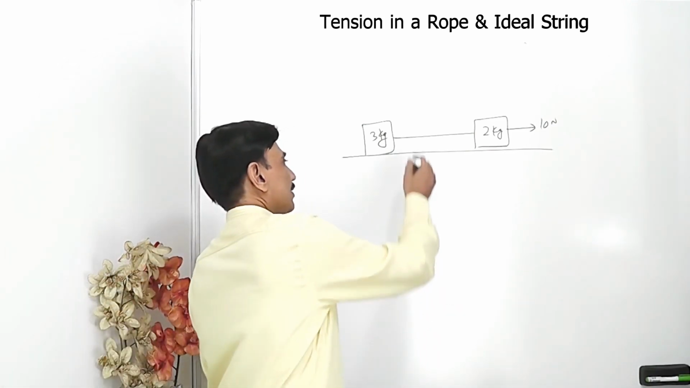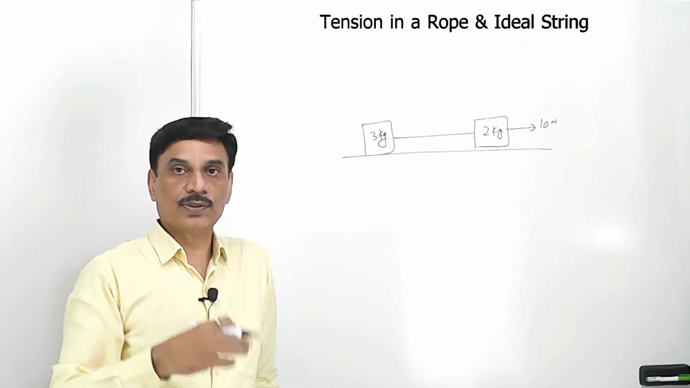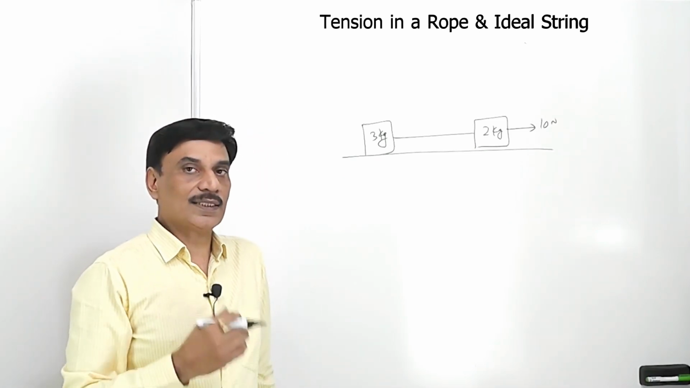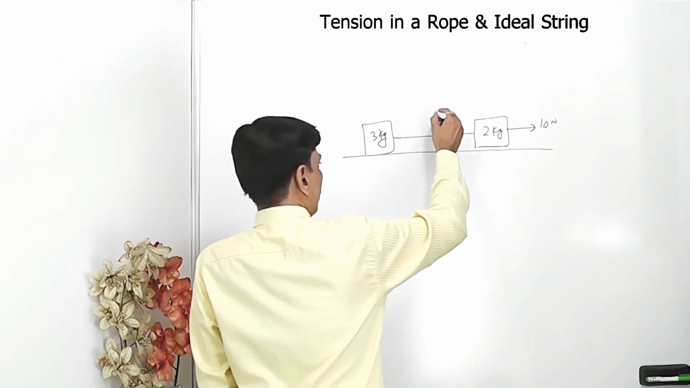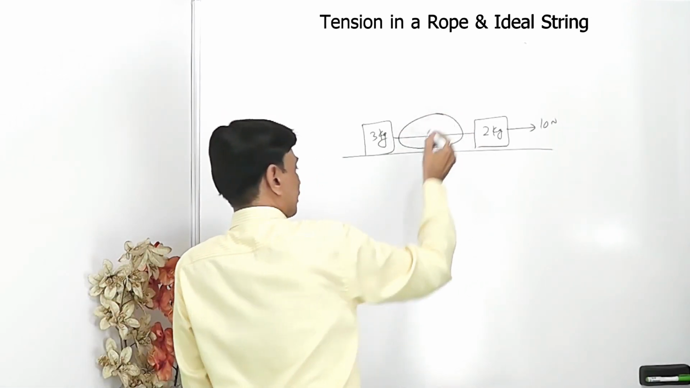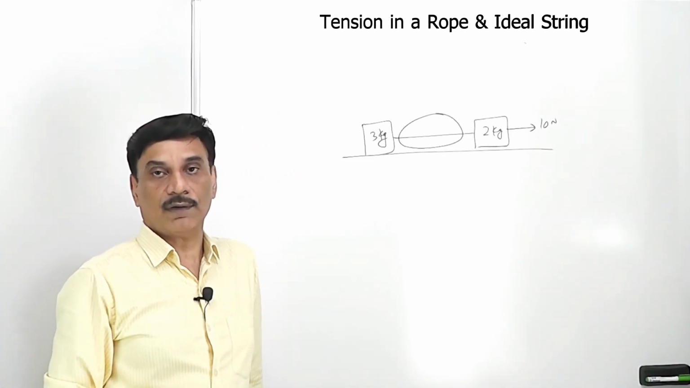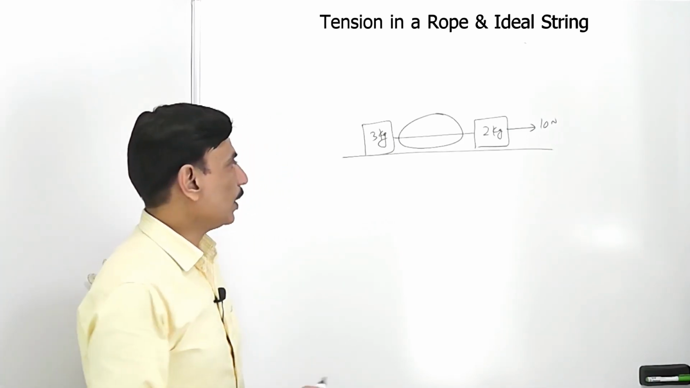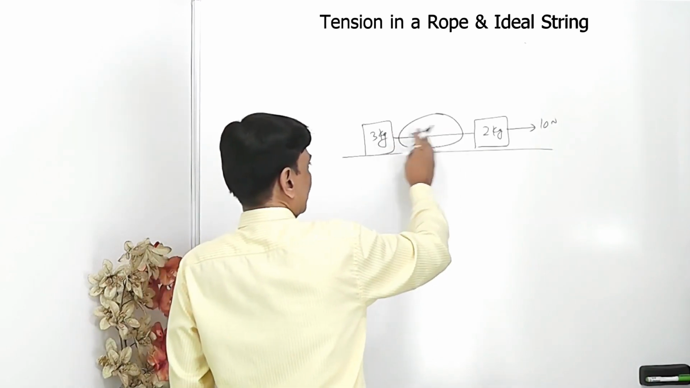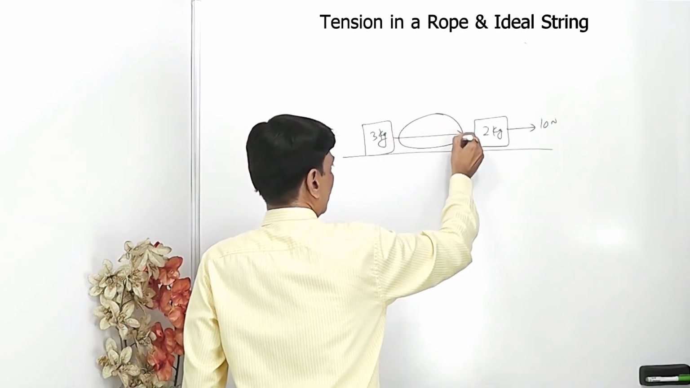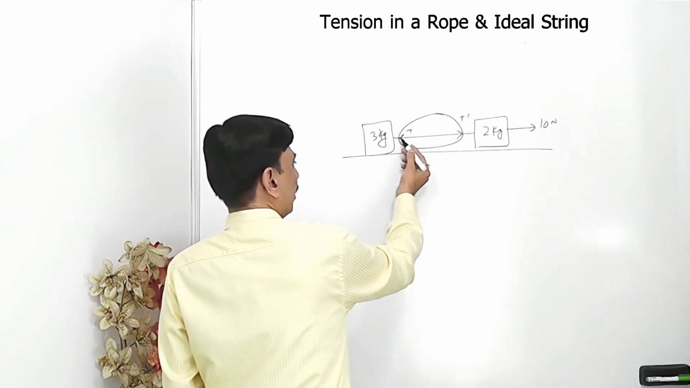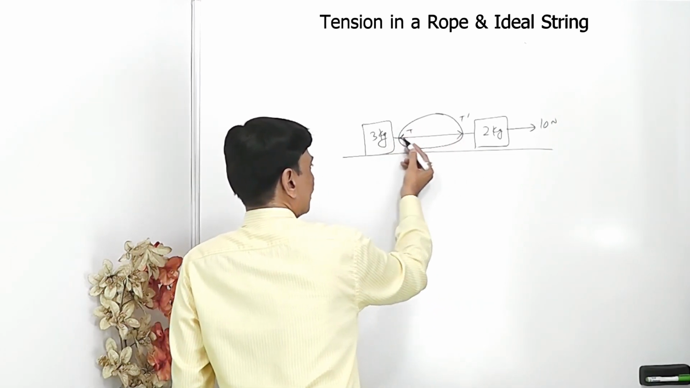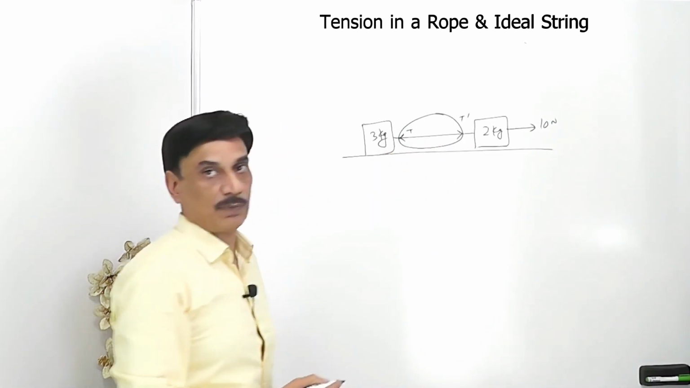So let's assume otherwise, that the tension is varying throughout its length. What we do is draw a force diagram for this section of string. Let's say the tension is different at different cross sections. So over here, let's take it as T dash, and over here let's take it as T. Now our free body is this length of the string.